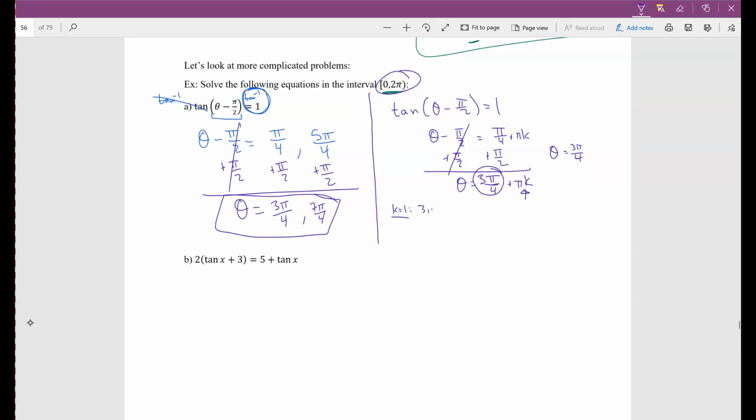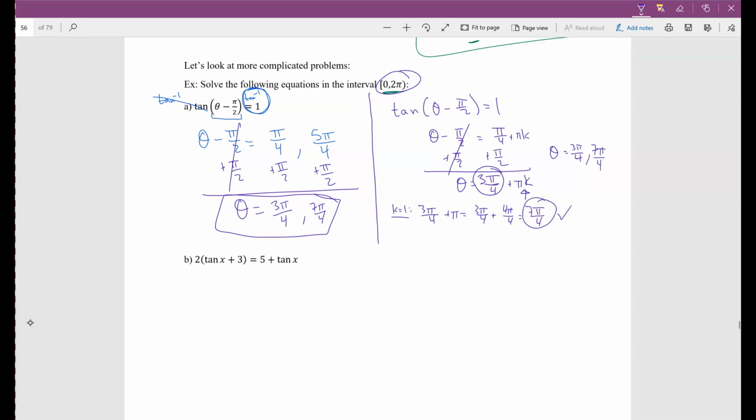So if I say 3 pi over 4, I plug in k equals 1, I'm going to add a pi. I'm going to get 3 pi over 4 plus, let me change this now, this is going to be 4 pi over 4. This is going to give me 7 pi over 4. 7 pi over 4 lies in the interval, so that's the solution.